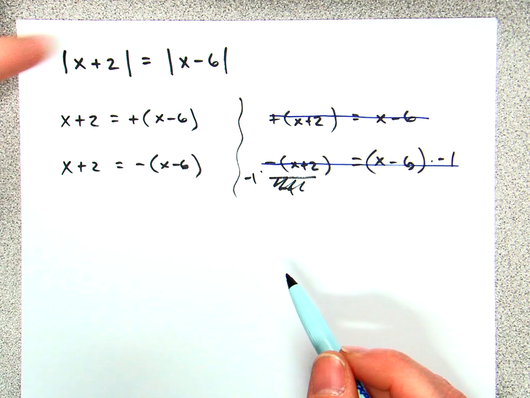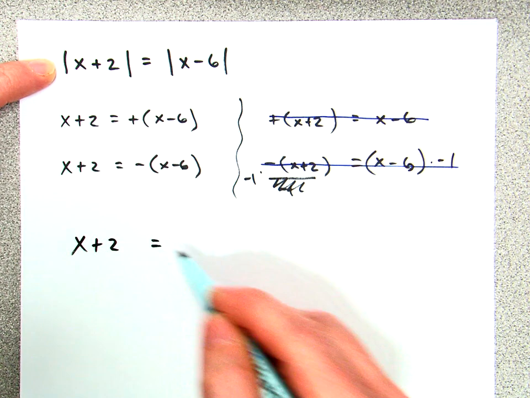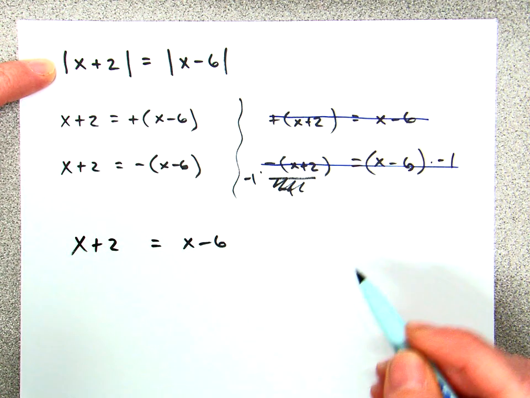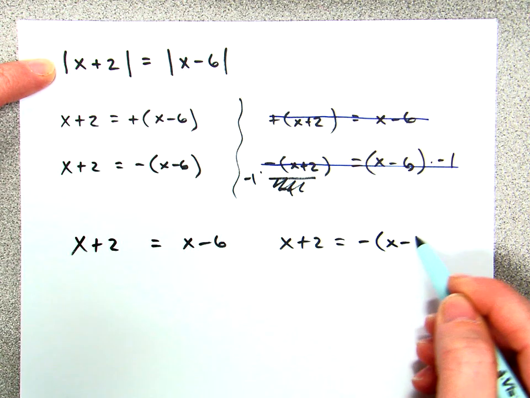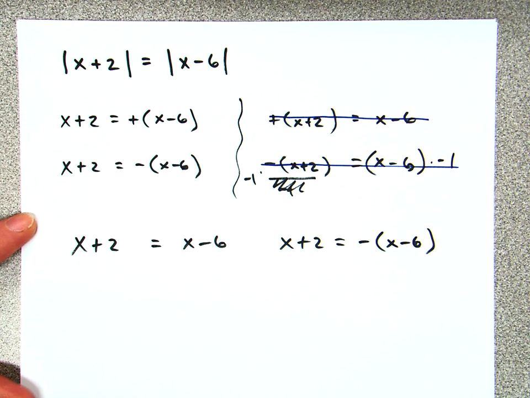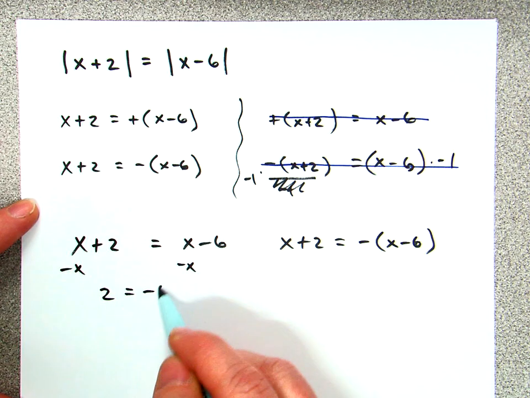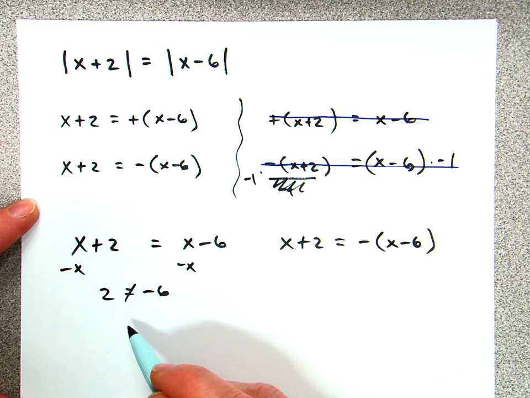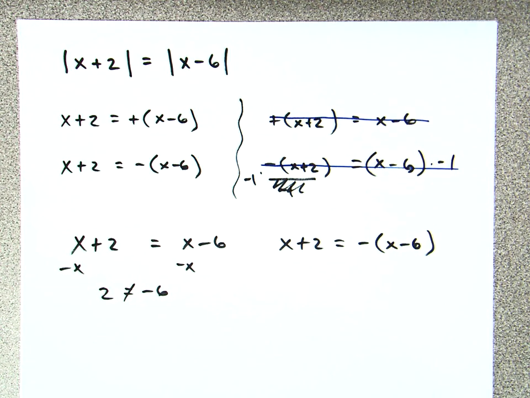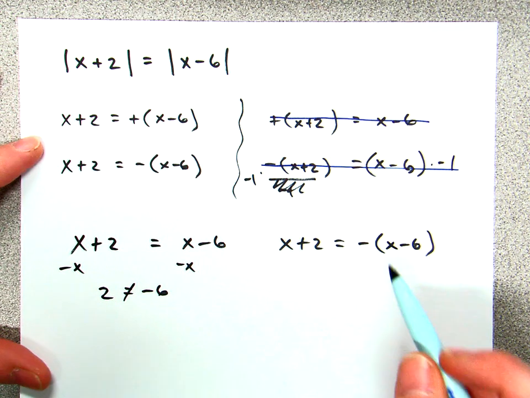A lot of times we see the absolute value on the left, so I'm going to take the left guy and say he's equal to the positive version of the right, and take the left guy and say he's equal to the negative version of the right. And then we'll solve them down. Now if I subtract x from both sides, I get 2 equals -6. 2 does not equal -6. Since the x is canceled, there's no way to make this work. So that's fine. This guy has no solutions.